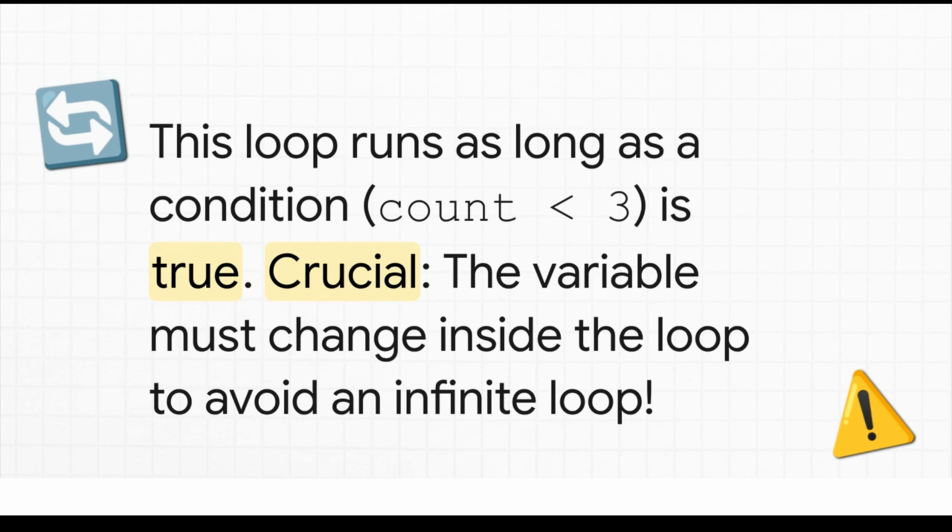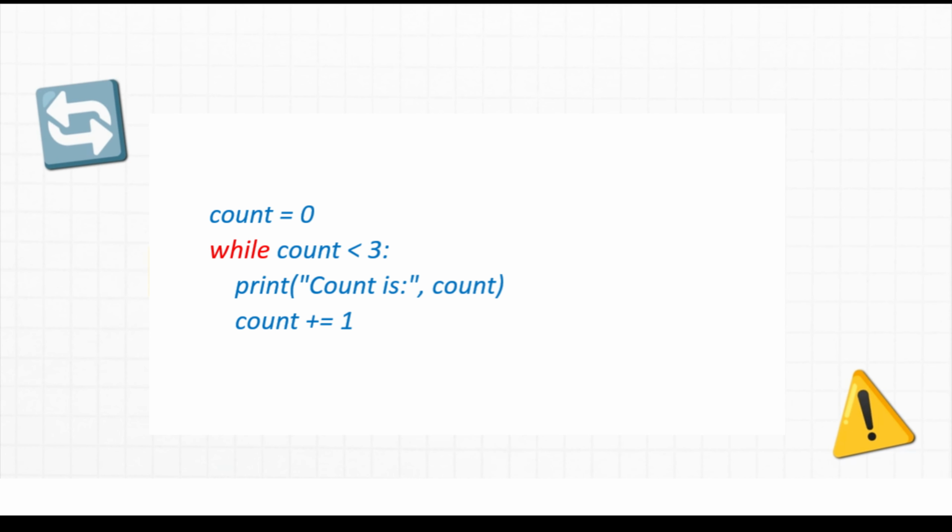Instead of going through a list, it just keeps running while a certain condition is true. Here, the condition is while count less than 3. As long as that's true, it'll keep doing. Inside, we print the count. And then we get to the most critical line in this whole block. Count plus equals 1. We are changing the value we're checking.